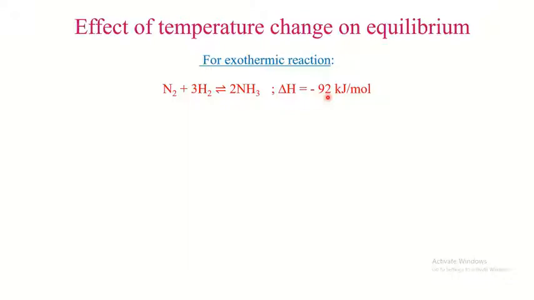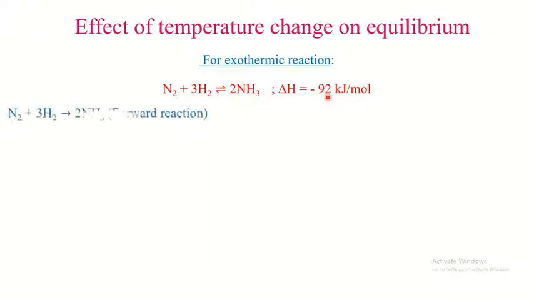Another way, the backward reaction, when ammonia is decomposed to produce nitrogen and hydrogen, is an endothermic reaction. In this reaction, it absorbs heat. That means it is a reversible exothermic reaction. In a reversible exothermic reaction, the forward reaction is exothermic and the backward reaction is endothermic.